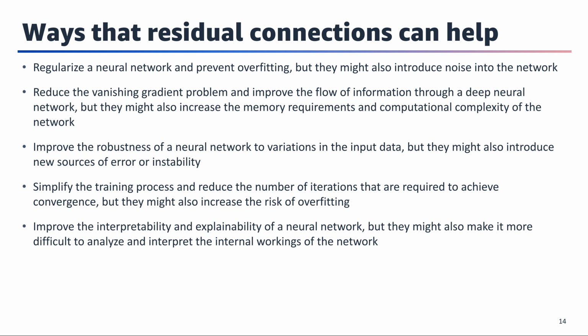Residual connections can help regularize a neural network and prevent overfitting, but they might also introduce noise into the network. They can reduce the vanishing gradient problem and improve the flow of information through a deep neural network, but they might also increase the memory requirements and computational complexity of the network. They can improve the robustness of a neural network to variations in the input data, but they might also introduce new sources of error or instability. They can simplify the training process and reduce the number of iterations required to achieve convergence, but they might also increase the risk of overfitting. They can improve the interpretability and explainability of a neural network, but they might also make it more difficult to analyze and interpret the internal workings of the network.